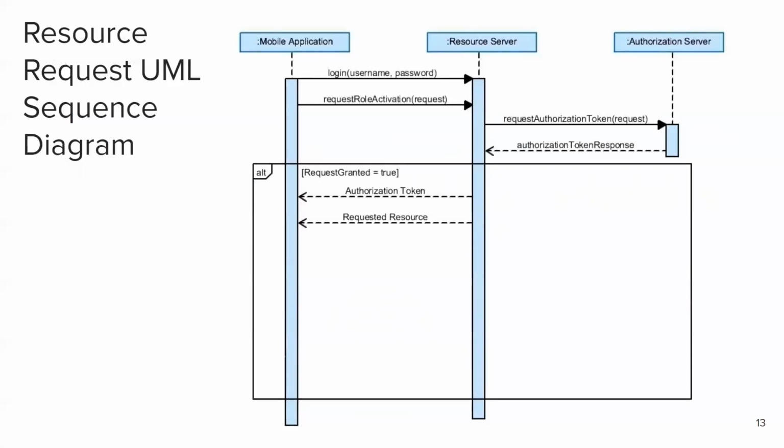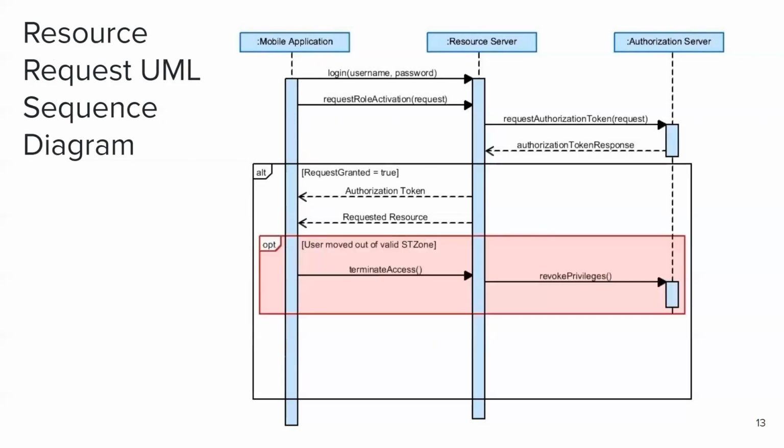The first thing is if the request is granted, the mobile application will receive an authorization token and will receive the requested resource. But something to note, however, is that if a user moves out of a valid ST zone after having received access to resources, they'll have their access terminated and they'll have their privileges revoked. And what that means is they will lose access to the resources they were accessing before.